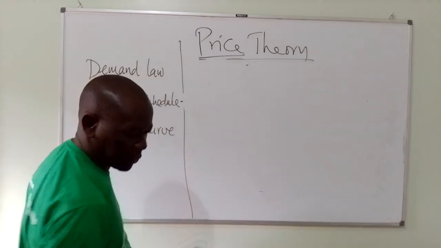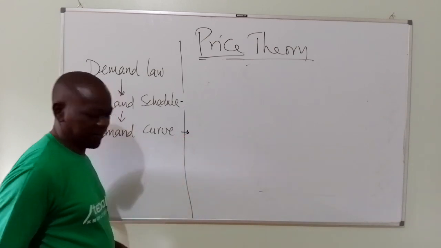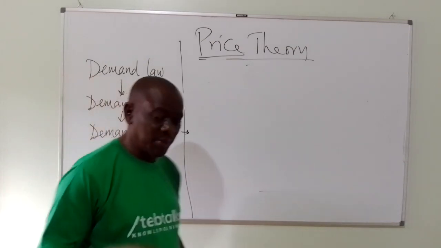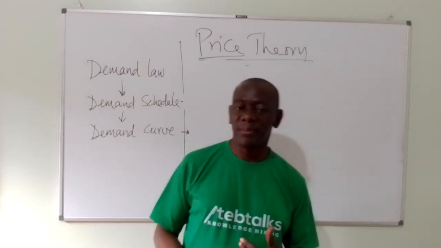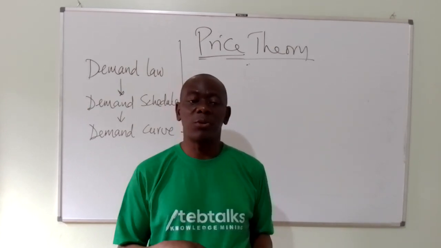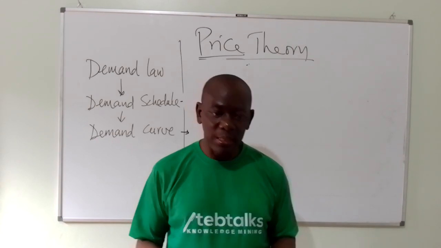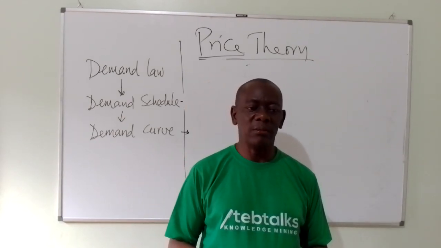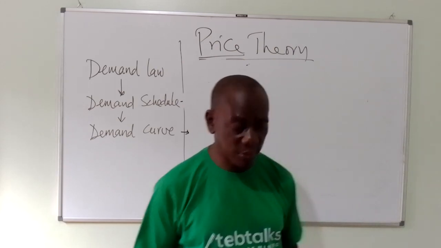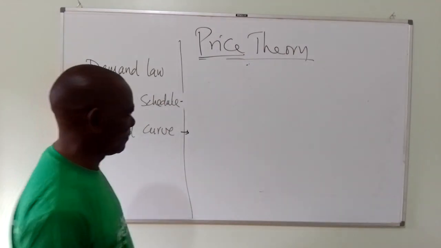Yes, now we go to the third part, that is the demand curve. What is a demand curve? Remember we stated the law. Those who are doing sciences, they want to look at figures. We have presented the law in figures, in tabular form. Then there are those who are not scientists who look at figures. For them, they are interested in diagrams. So we present the law in diagram.